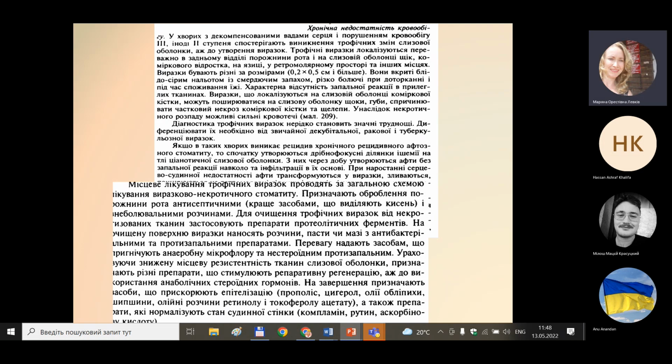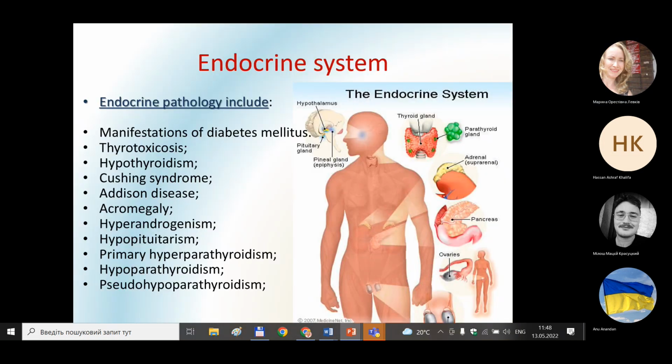Okay, that's all about trophic ulcers. And we proceed with the endocrine system.